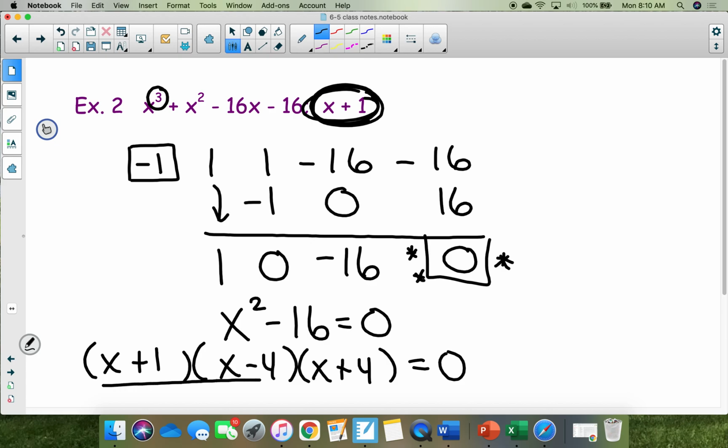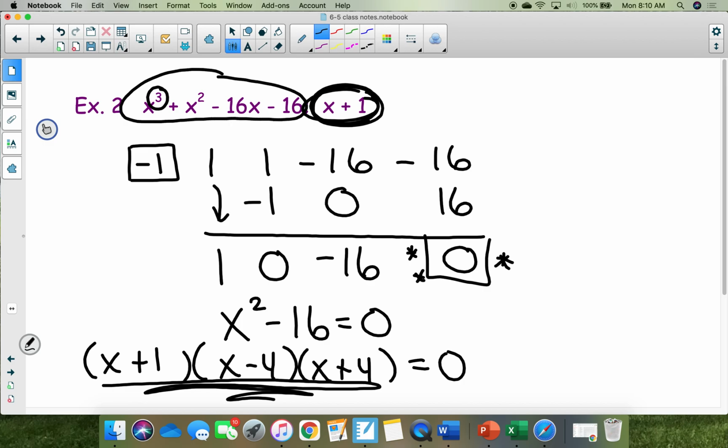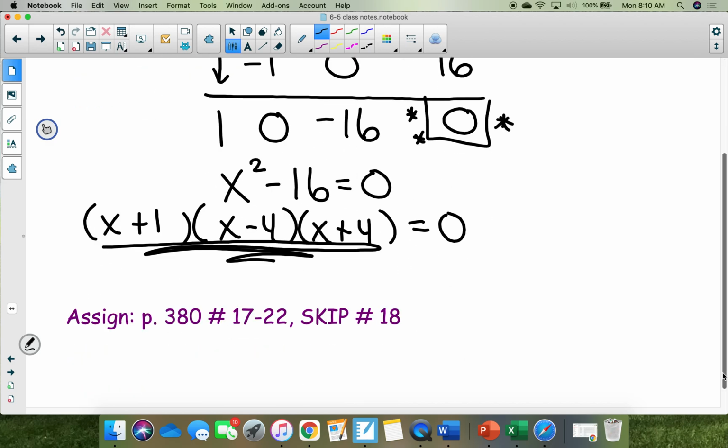If I multiply these all back together again, like you learned in 6.4, it should make this gigantic polynomial up here, degree 3. And what are the 3 solutions? -1, +4, and -4. Final answer. And that's all you're doing for 6.5.